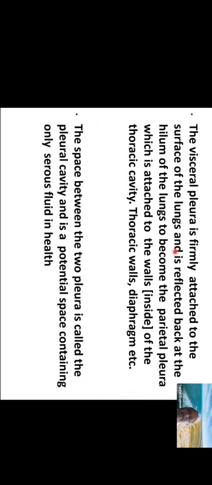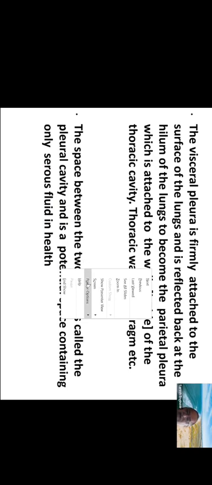So the visceral pleura is firmly attached to the lungs. This I've written once, and it applies to all organs. The visceral pleura is always firmly attached to the lungs, and is reflected back at the hilum, which I showed you, to become the parietal pleura, or this way to that way, which is attached to the wall. The parietal pleura is attached to the inside part of the wall of the cavity. So it is attached to the inside part of the thoracic cavity, the inside part of the abdominal cavity, and on the inside wall of the fibrous pericardium. If the fibrous pericardium was given a different name, it would have been simpler. The space between the two pleura is called the pleural cavity and is a potential space containing only serous fluid.